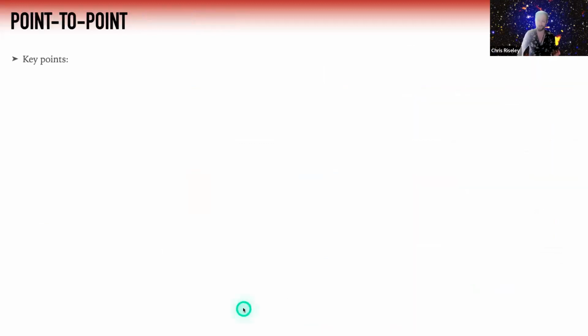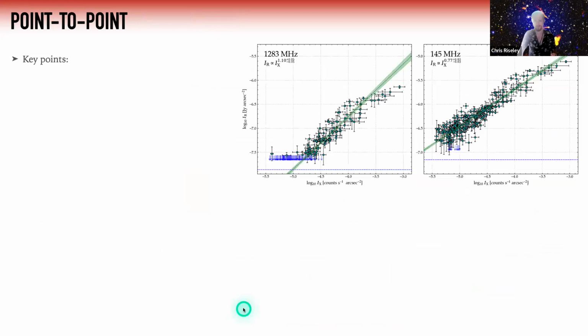Studying the point-to-point correlation is also extremely insightful in Abell 2142. Here are the plots. At high frequency with MeerKAT, we see a superlinear slope, but at low frequency with LOFAR, we see a sublinear slope, which, to the best of my knowledge, is very much unique in studies of these kinds of systems. But this is something I need to dig into further.